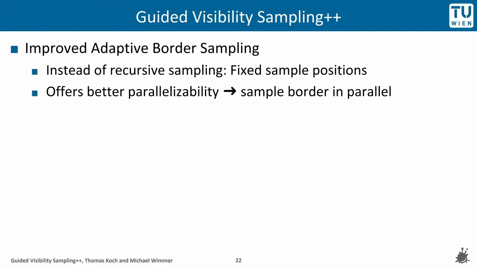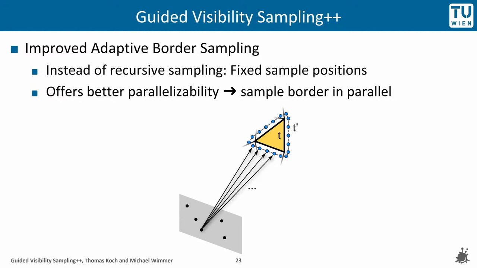Now in our approach, we have an improved adaptive border sampling method that addresses those problems. We replaced the recursive sampling with a much simpler approach using fixed sample positions, which also offers better parallelizability. So here we start by constructing a border polygon again, and then those vertices are sampled in parallel.